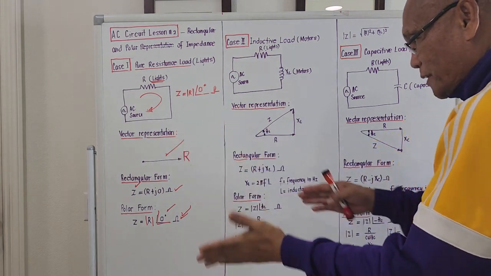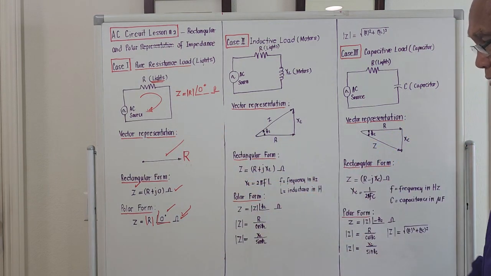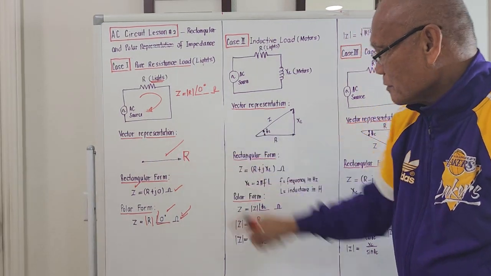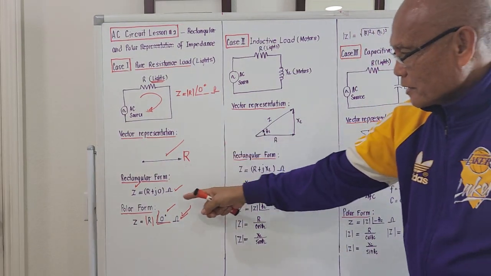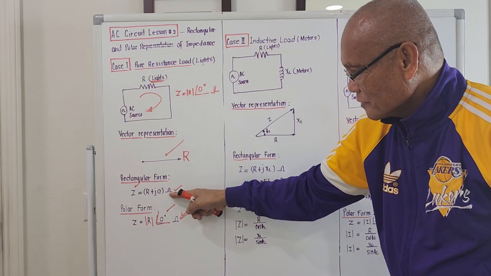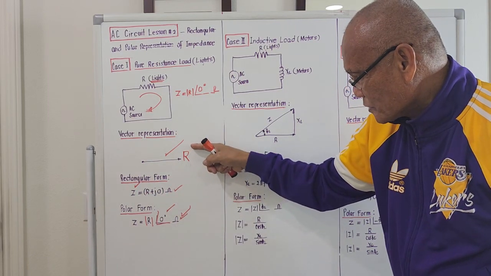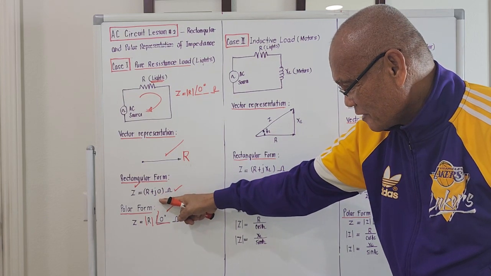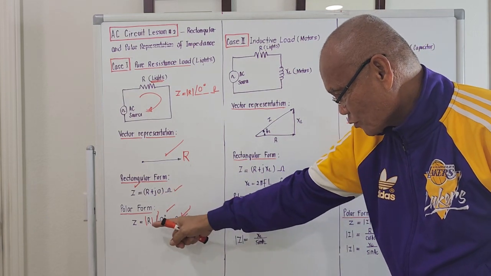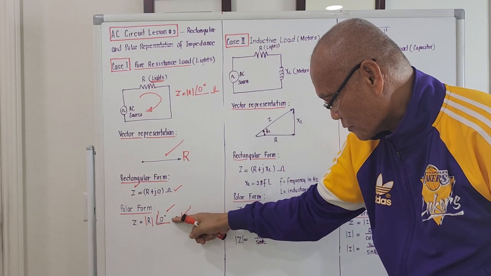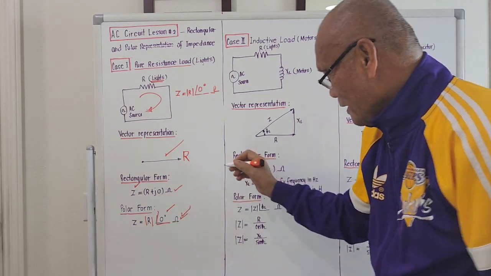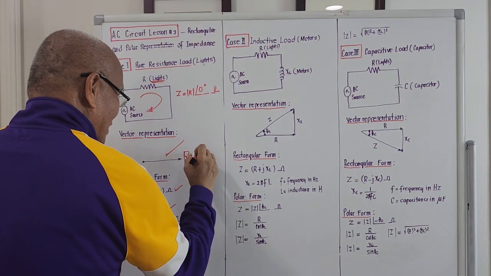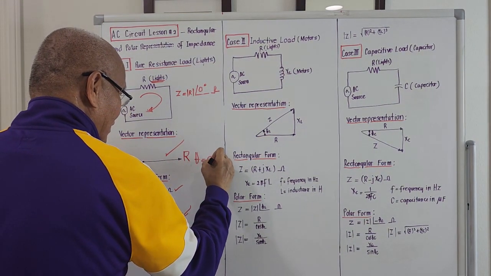So for case number 1, it is just an easy one. We got no triangle here, it's just a horizontal line. Okay? So the rectangular form is R plus j0. It has no vertical part going upward or downward. It's just 0, j0. And the polar form is the absolute value of R, angle 0 degrees. The angle here is horizontal, right? So theta is actually equal to 0 degrees.